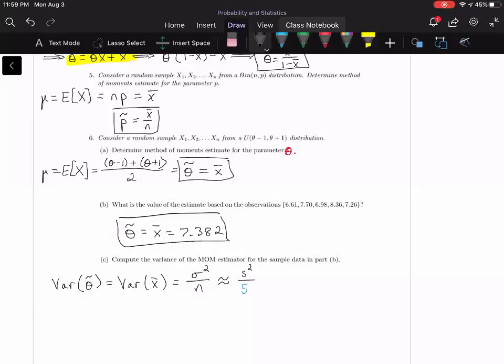Is there a difference between when they say ask for estimate and estimator? So, estimator is usually just the functional form of the parameter. So theta hat, theta tilde, those are your estimators. But then when you actually get a value, that is an estimate of the parameter that you're estimating.